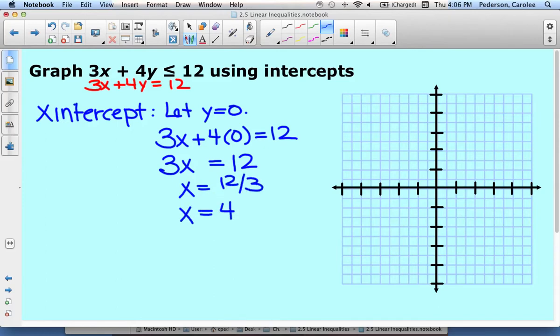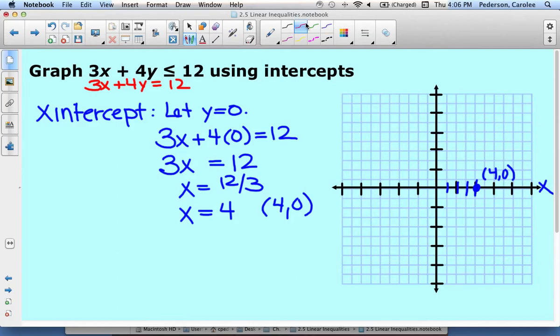So where it touches on the x-axis is over 4 units. So the ordered pair then is over 4, up 0. So remember, the x-axis is your horizontal axis. We're going to go 4 units to the right. 1, 2, 3, 4. So there's our first ordered pair.